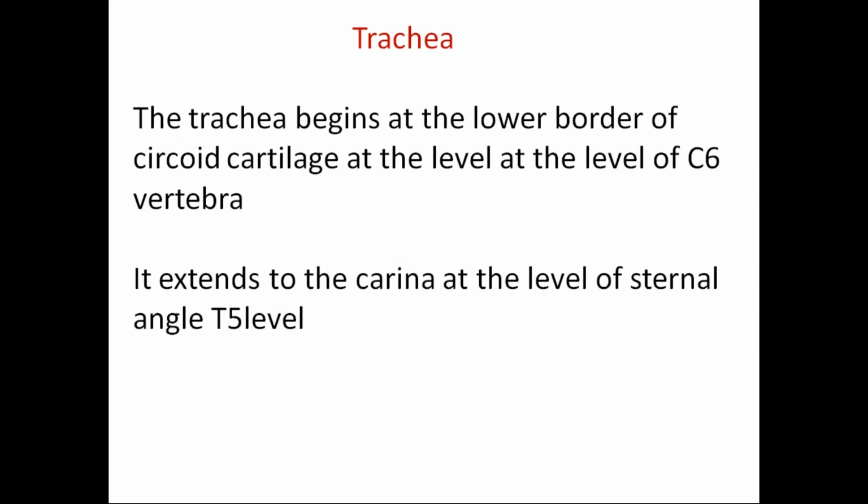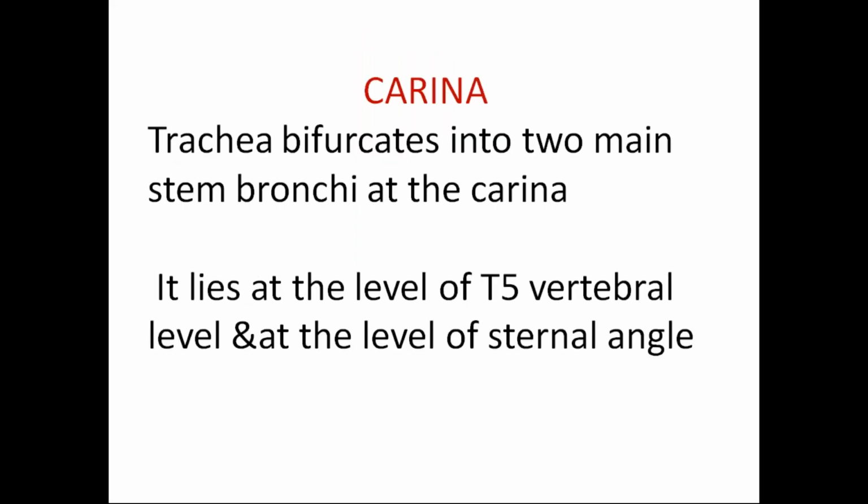Trachea begins at the lower border of cricoid cartilage at the level of C6 vertebra. It extends to the carina at the level of sternal angle, that is at T5 level. Trachea bifurcates into two main stem bronchi at the carina. It lies at the level of T5 vertebral level, and that is at the level of sternal angle.